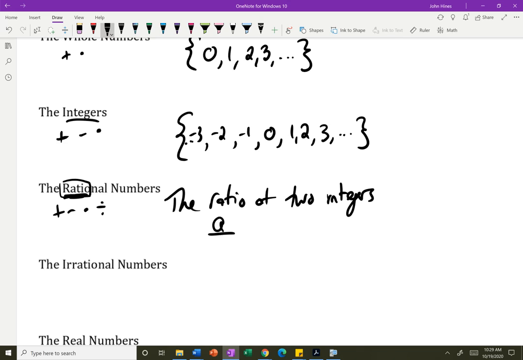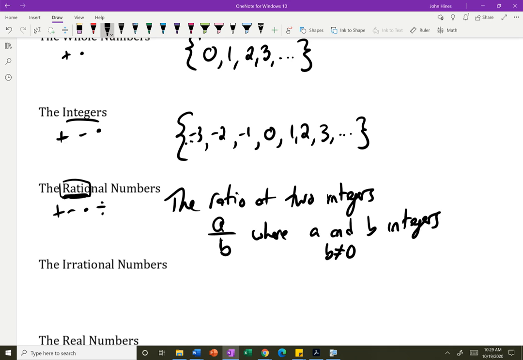So it's a over b, where a and b are integers. It's a fraction made up of integers. The key thing is you can't divide by 0, so b can't be 0. But when you think of rational numbers, I want you to think of positive and negative. Negative numbers are included there. -2/3 is a rational number because it's a ratio of two integers. Rational, ratio, it's our fractions. When we think of rationals, it's our fractions.